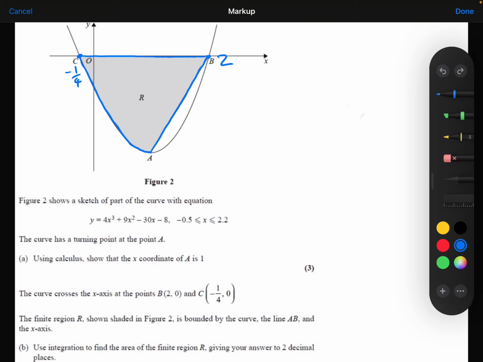Second thing to bear in mind is the fact that if I use integration, it tells me the area between the curve and the x-axis. So I do not want to do integration between minus 1/4 and 2, because that's going to tell me all of the area between the curve and the x-axis between those values. It's going to include this region here that I don't want. So I am not going to be integrating between minus 1/4 and 2. I am going to be integrating between minus 1/4 and 1, because that's going to tell me this area here. And then I can add in the extra area of this triangle.